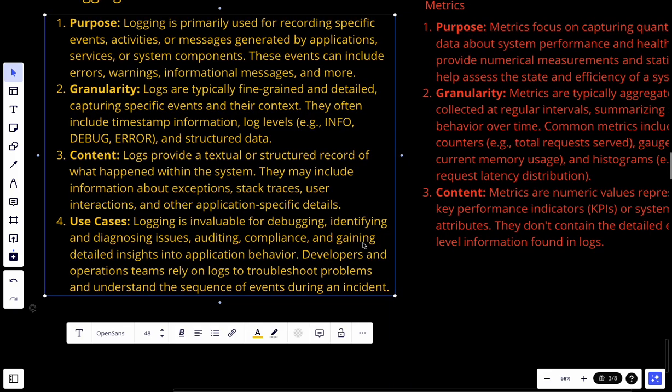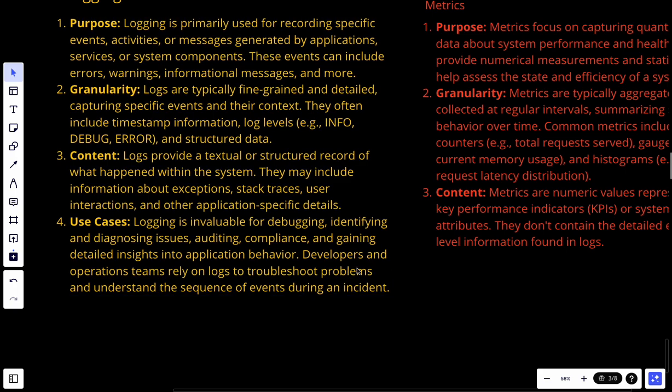and study it. So basically, in the use cases, logging is invaluable for debugging, identifying, and diagnosing issues, auditing, and gaining detailed insights into application behavior. Developers and operations teams rely on logs to troubleshoot problems and understand the sequence of events during any incident.